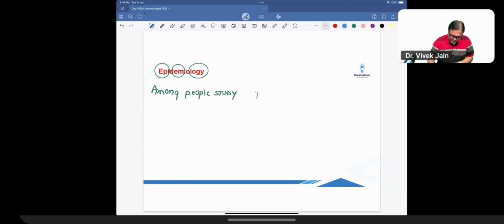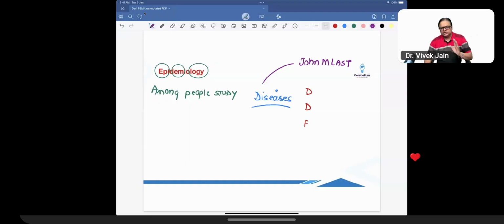Very right. We study diseases. Epidemiology is the study of diseases. We study their distribution, determinants, frequency. Can anyone remind me who gave this definition? This definition of epidemiology was given by epidemiologist John M. Last. Yes, Dr. Samiksha, you are right. Dr. Tushar, you are right. Messages are moving very fast because a lot of students are there today. So Dr. John M. Last gave this definition.